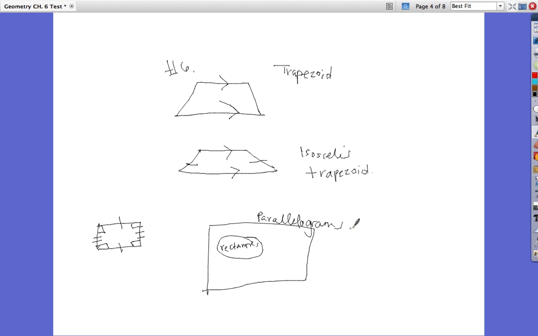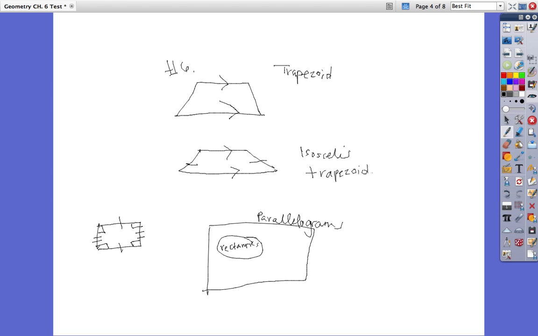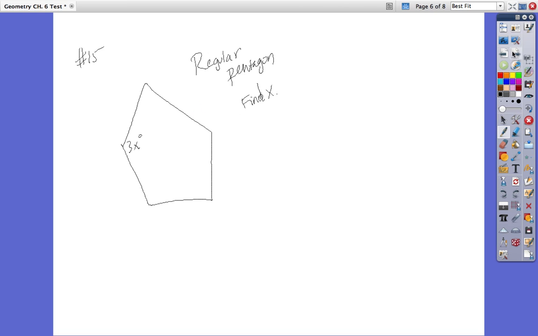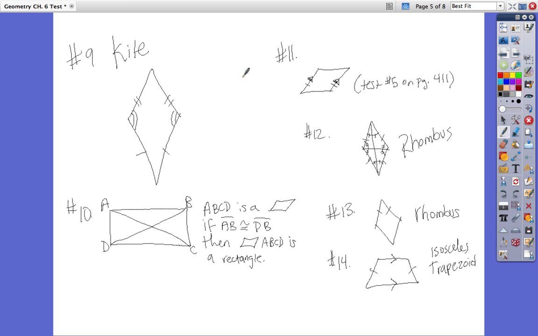And finally, number 9 says a kite has 2 pairs of congruent angles. We see over here a kite. It only has 1 pair of congruent angles. It has consecutive congruent sides, but only 1 pair of congruent angles. These angles here are not congruent.